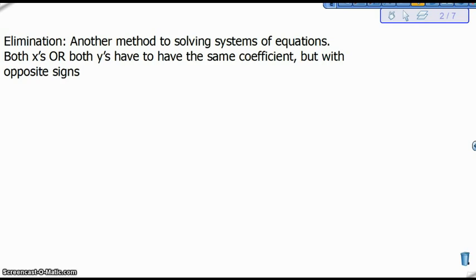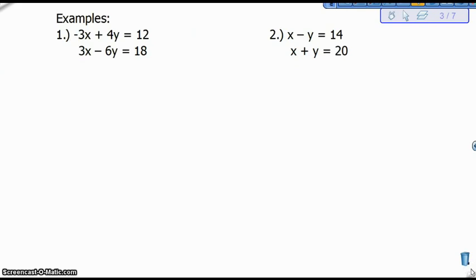Alright, we're going to go ahead and move on and start with our first two examples. If we look at example number 1 and we think back to the definition of what elimination is, we want to look at our two x's or our two y's, and we want to look for the same coefficient, but we want them to have opposite signs. So if we look at example number 1, we look at the x's and they both have a 3. And the top one is that -3, so that satisfies our condition of one being negative and one being positive.